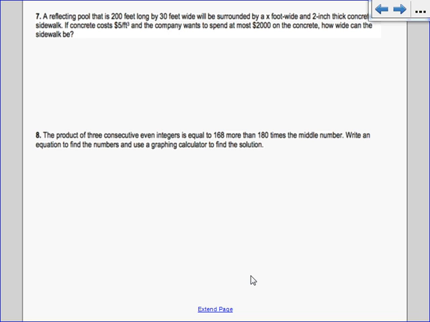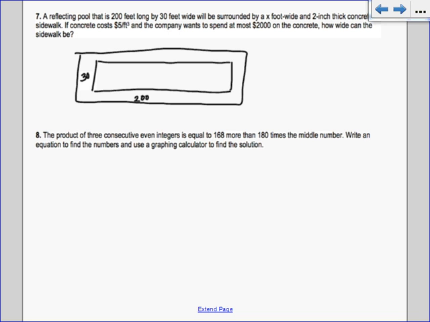So this says a reflecting pool that is 200 feet long by 30 feet wide will be surrounded by an X foot wide and a 2-inch thick concrete sidewalk. So we're going to put this sidewalk around this reflecting pool. You guys know what the reflecting pool looks like. Think of DC, like a really long pool. Oh, okay. Monument. Yeah. University of Indianapolis has one on their campus too. I just went down there recently. All right, so it's going to be X feet wide, so it's X feet all the way around. So this distance around is going to be 200 plus 2X, right? And this other one is going to be 30 plus 2X.